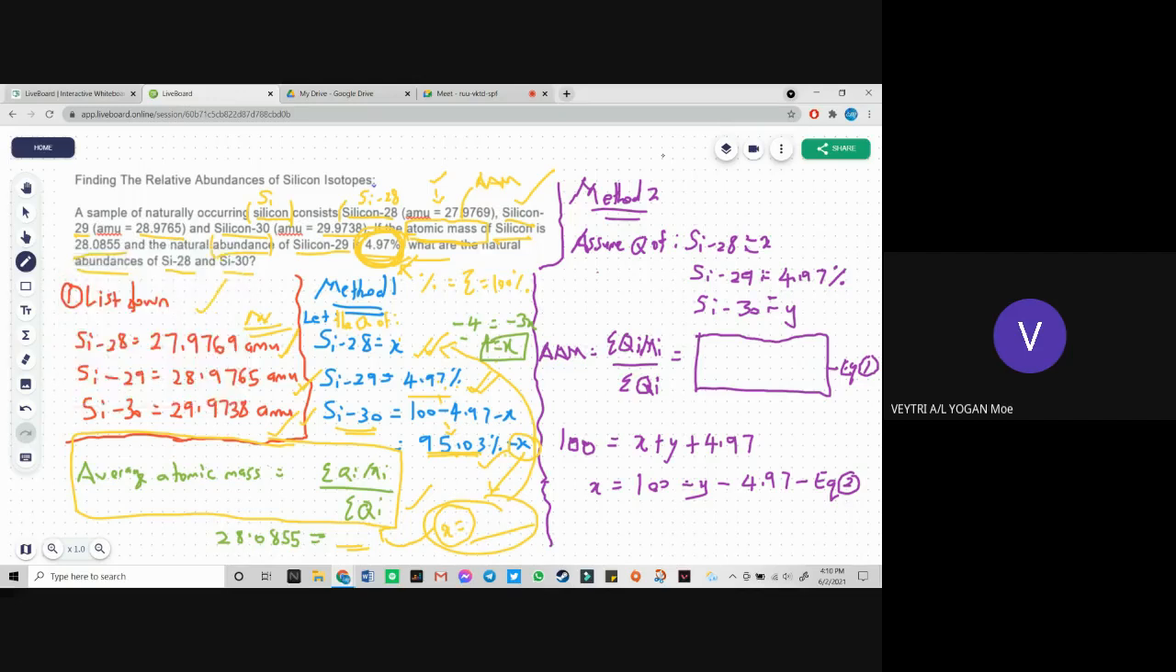For the next method, it's almost the same. The way is more mathematical. That's the only difference. Now, what can you do? Same thing. Don't forget to assume the abundance of silicon 28 is X. Same as before. Silicon 29 is 4.97, given in the question. For silicon 30, if you don't want to do 100 minus this, you can just put it as Y. To live easier, just put it as Y. Why? You already have the average atomic mass. Here it is given, 28.0855. Just put in that value here.